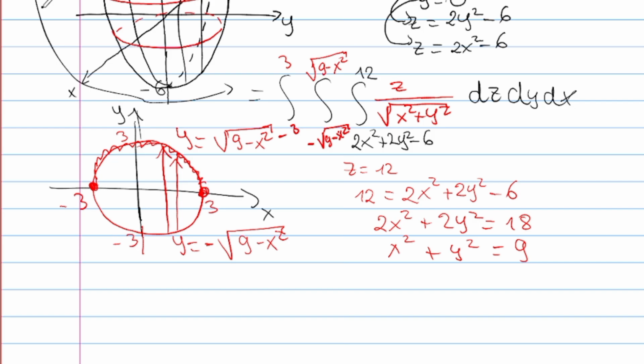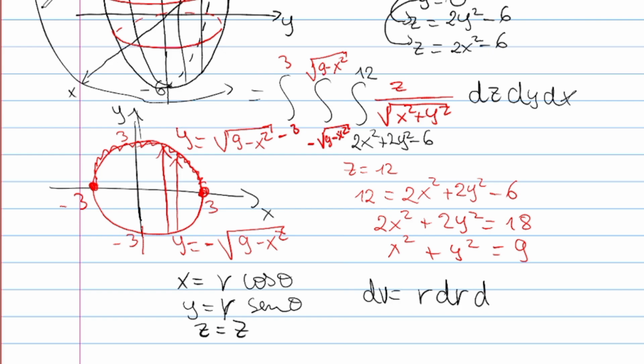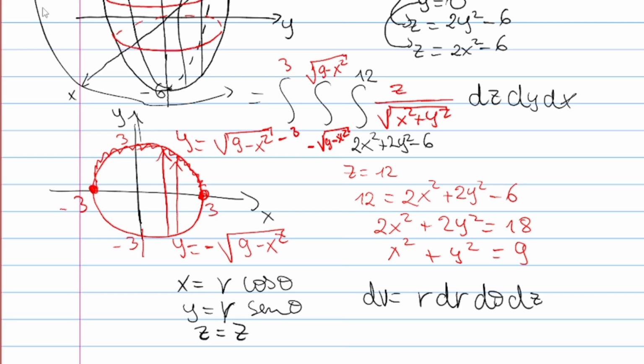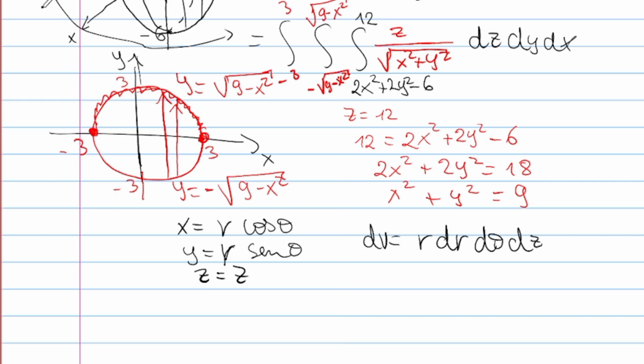So I hope you know that x is r cosine of theta, y is r sine of theta, and of course r is the radius. z is equal to z, and what we get is dV equals r. This is the Jacobian. You can do the Jacobian and you get this answer, right? Then dr d theta dz, right? So we can come back to this integral.